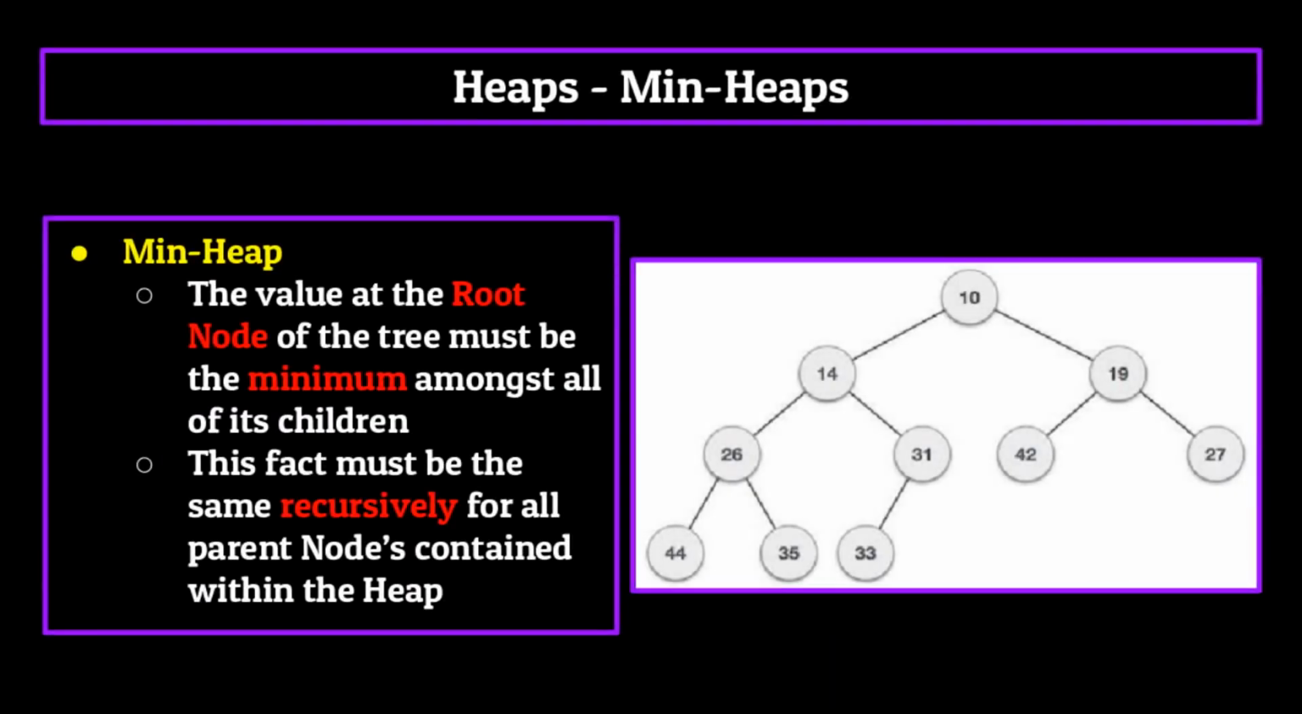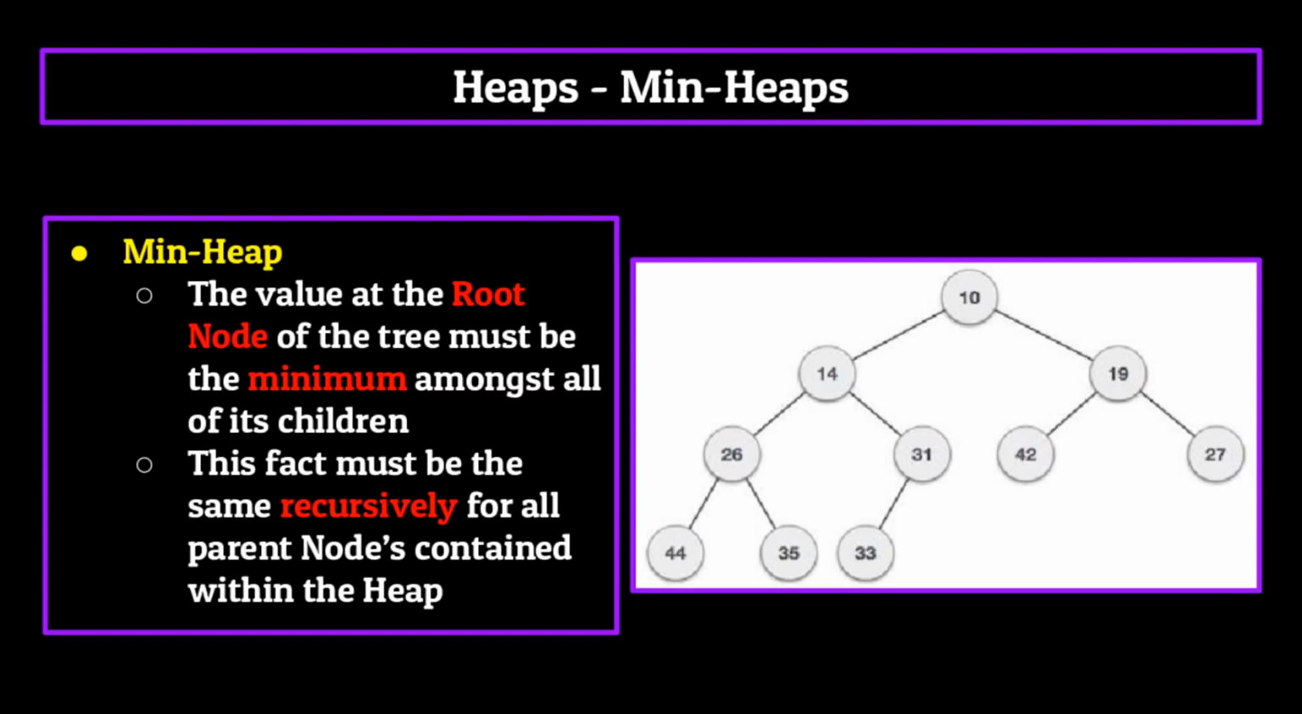In a min heap, the value at the root node of the tree must be the minimum amongst all of its children, and this fact must be recursively the same for any and all parent nodes contained within the heap. So each parent node must have a value lower than all of its children nodes.